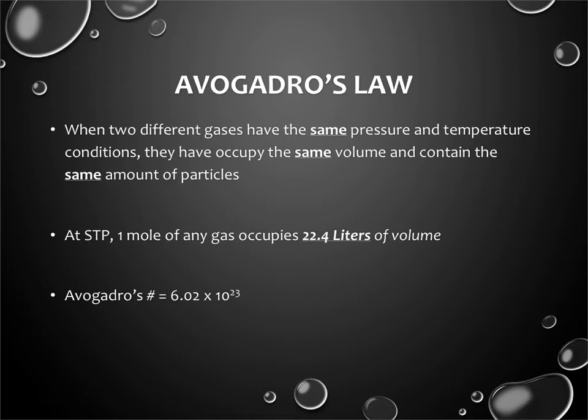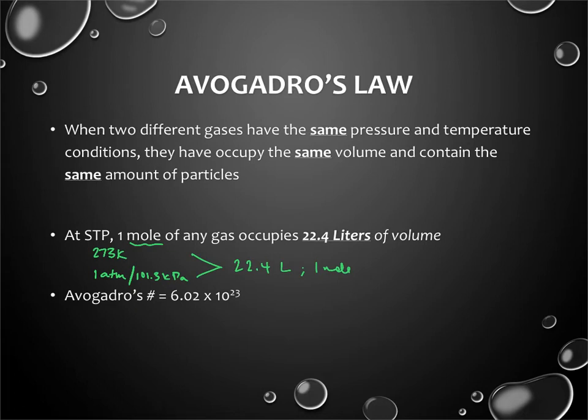And here we have a special condition, STP. That means 273 Kelvin and 1 atm, or 101.3 kPa. That means 1 mole of any gas occupies 22.4 liters of volume. Under these two conditions, you get a gas that's 22.4 liters in volume, and 1 mole in quantity.